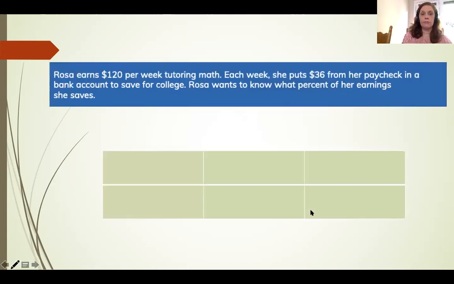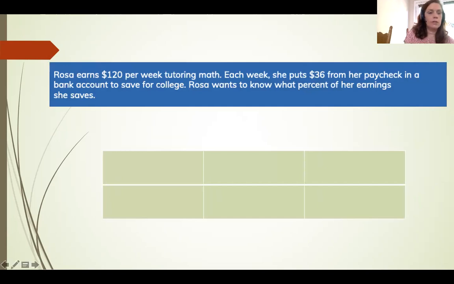Okay, let's look at the next one. These problems are a little different. Notice we've even changed color. So Rose is earning $120 per week tutoring math. Each week she puts $36 from her paycheck into her bank account. Again, we're looking at part over whole.